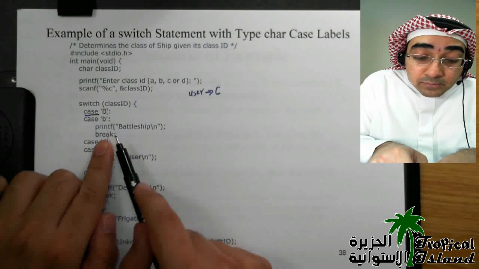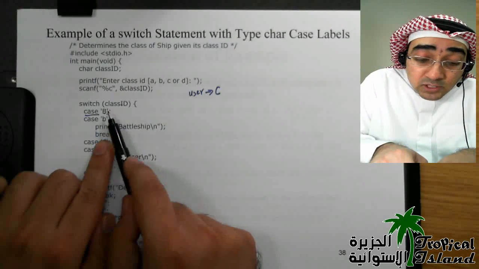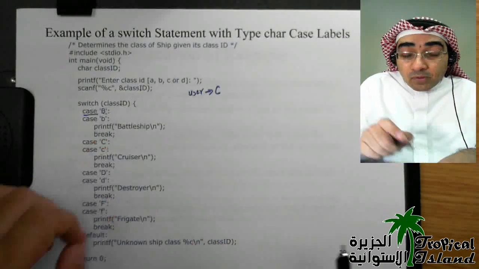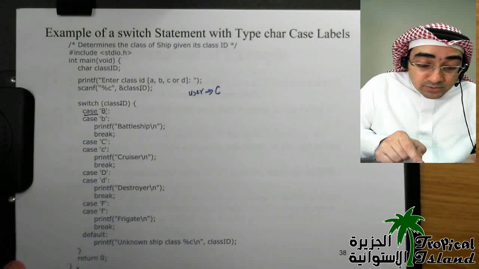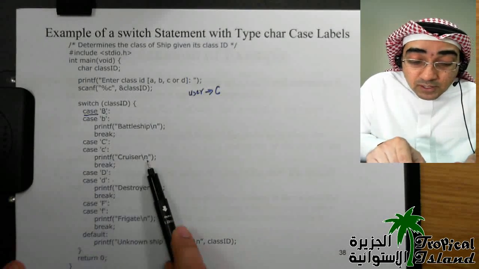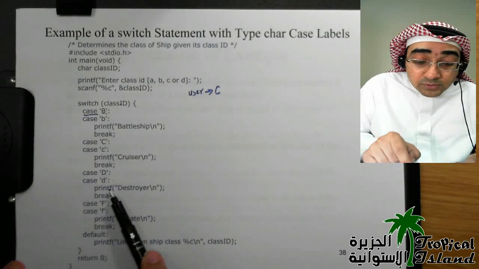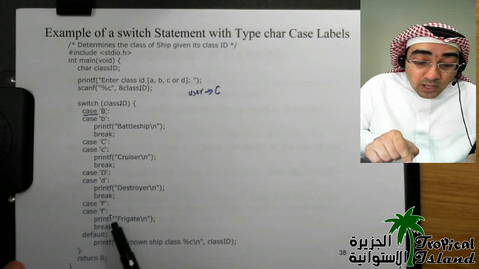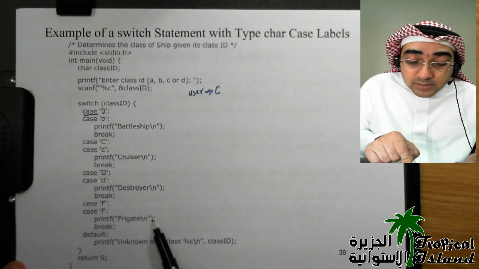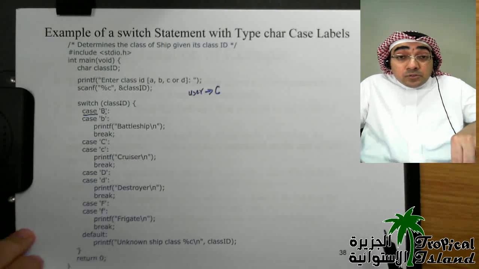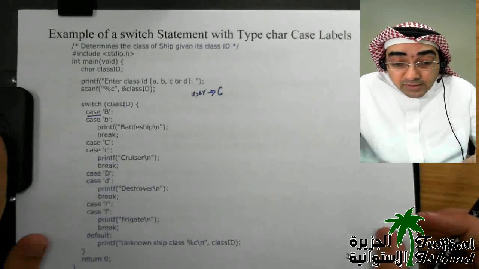So for capital B and small b, in both of these two cases, I want to print battleship and then break, okay? The break is going to take me out and do it over here. If the user enters a C, capital C or small c, I want to print cruise and then break to go out. And then if it comes capital D or small d, I want to print destroyer and then go out. If it's F, small or capital, I want to print frigate and go out. Otherwise, I'm going to be printing I do not know this type of ship, or unknown ship class, okay?